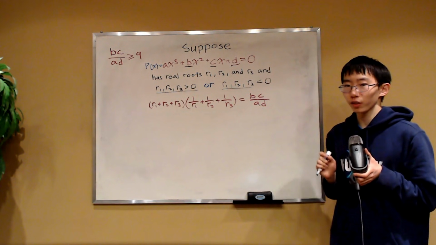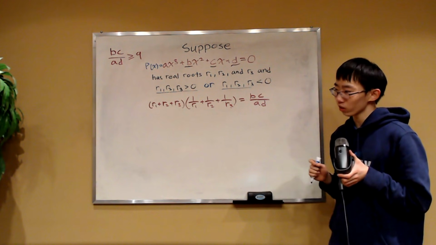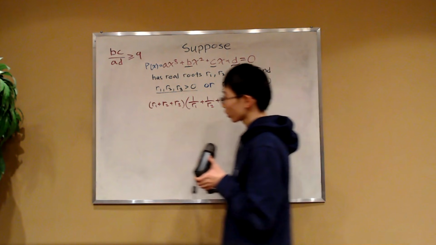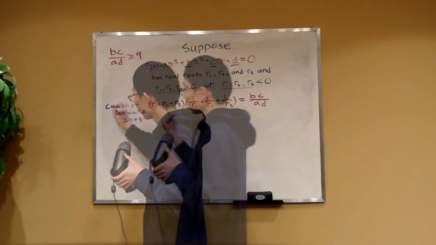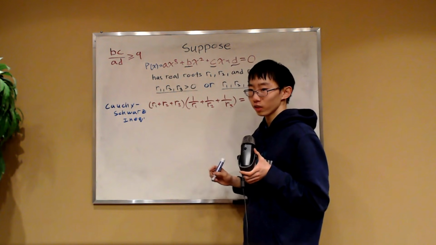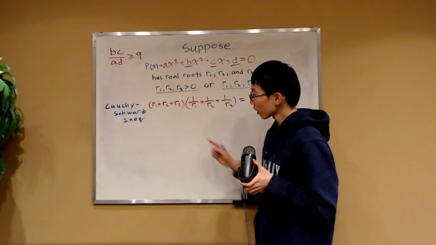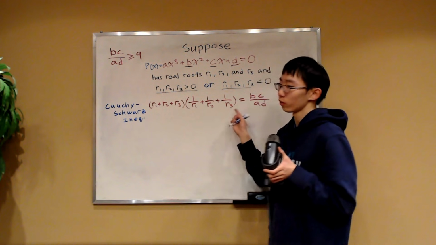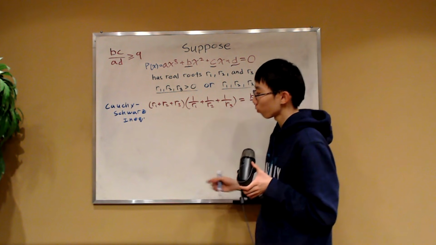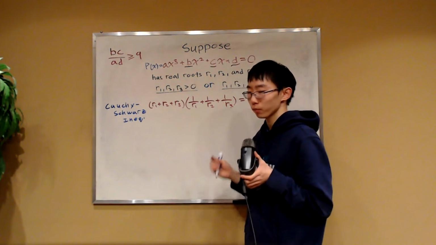Well, we'll actually be using a very famous inequality. It's called the Cauchy-Schwarz inequality. I'll write it over here. This inequality is very famous. It's actually pretty useful. It's really cool as well. Over here, we have 3 terms in each of the brackets. So I'm just going to show what this says for 3 terms.